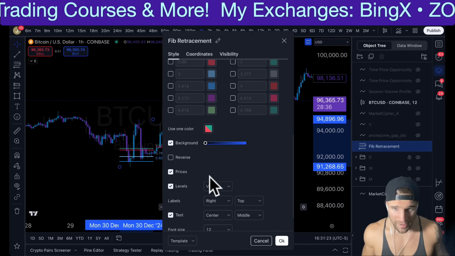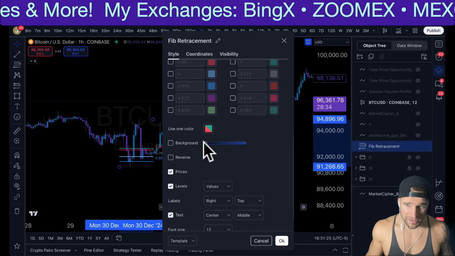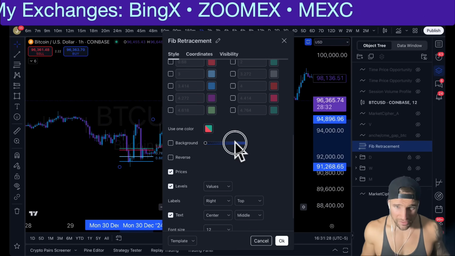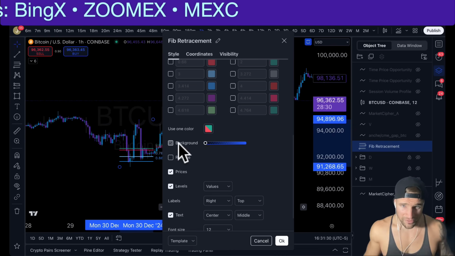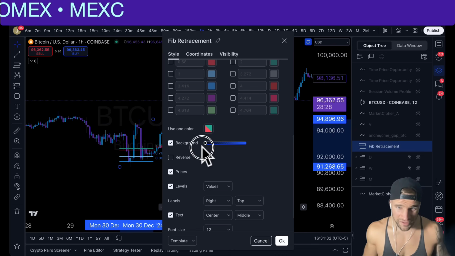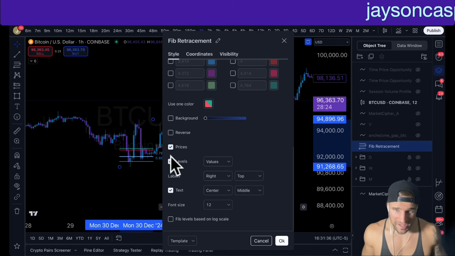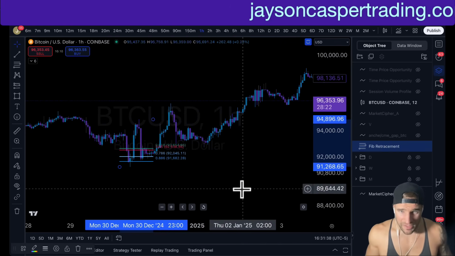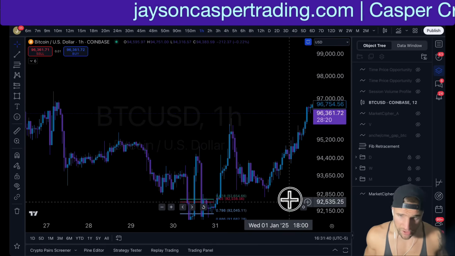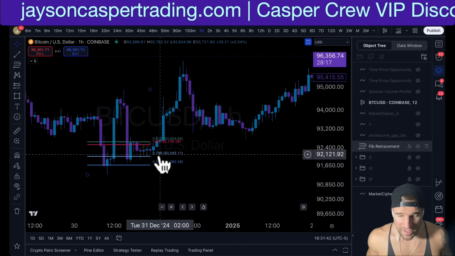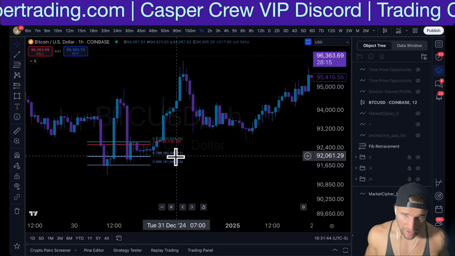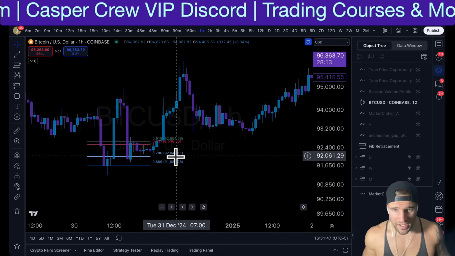Additionally, make sure to take off the background colors, right? Some people keep these ugly background colors on that look like this. Ugh, right? Just turn all that stuff off. Prices, levels, this will tell you the exact price of these levels, which is important. So like it'll show you, for example, that the 0.786 fib is 92,045, right? So this is how you're going to do it.